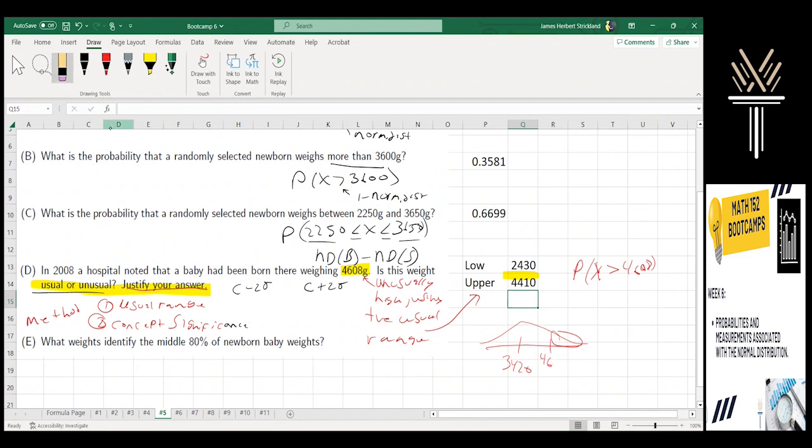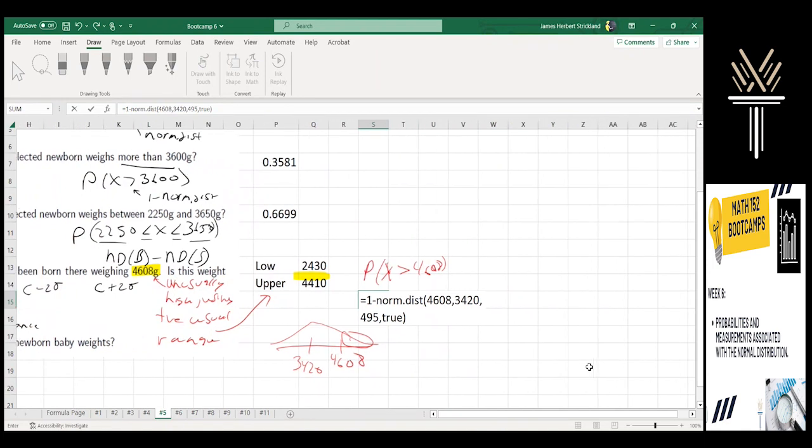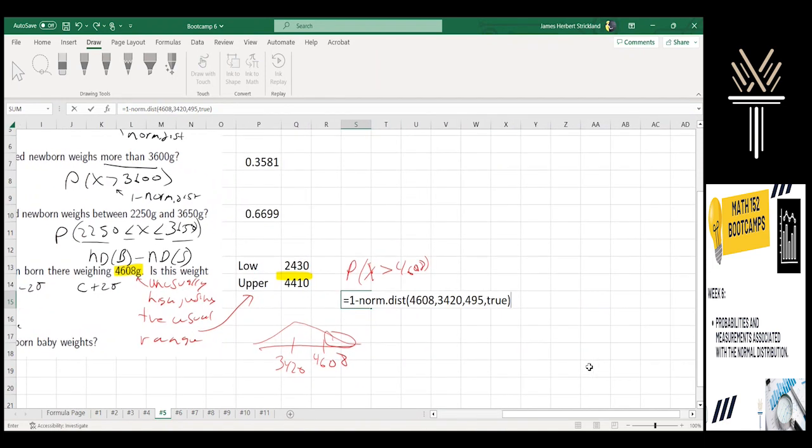And so we find the probability is greater than 4608. That means we're going to do 1 minus, right? And so we would say equals 1 minus norm.dist of 4608, given 3420, given 495, always, always true. And if I scoot the screen over, it will flatten out for us, so it's one nice line. Hit enter, and the probability is 0.01.